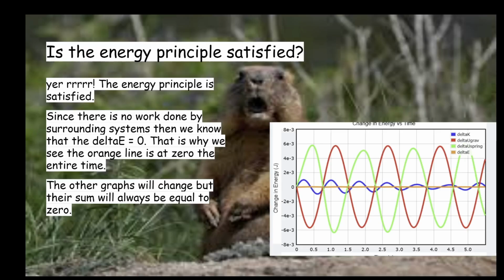So is the energy principle satisfied? Yep. The energy principle here is satisfied. As you can see here, the energy delta E is the orange line, and throughout this entire graph you see that delta E is a constant line at 0. And what does that mean? That just means that the change in E was equal to 0. So basically in the energy principle we said that change in E was going to be equal to 0, and this satisfies the energy principle.